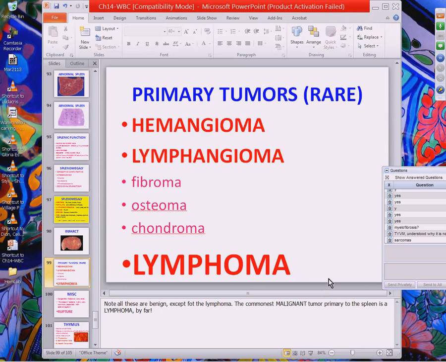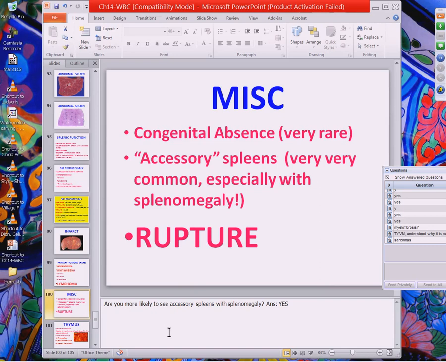Okay, so when we said that lymphomas are malignancies of lymphoid tissue, a lot of people think that means lymph nodes, but you can have a primary lymphoma of the spleen. Okay, let's go into a couple of miscellaneous diseases. Technically, something I've never seen in my life, but is possible, is congenital absence of a spleen, described as due to some embryologic error.